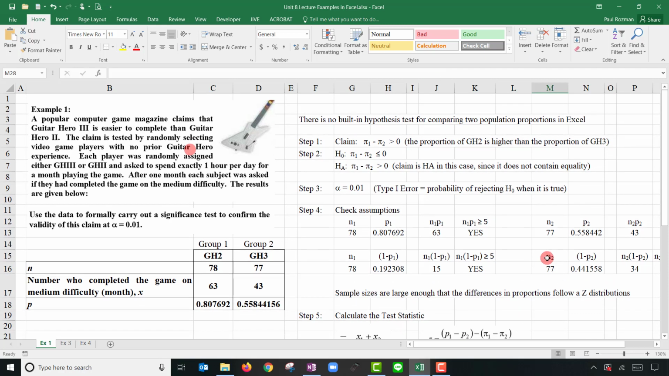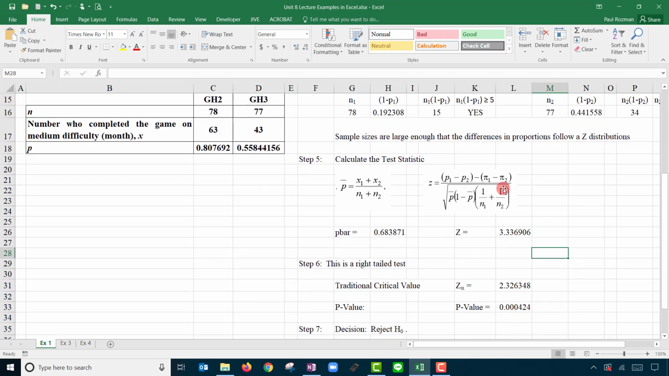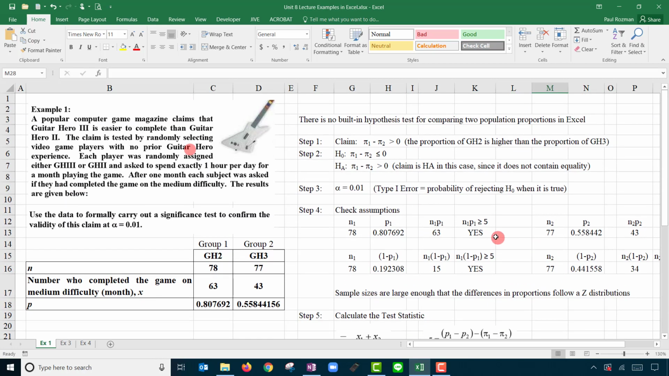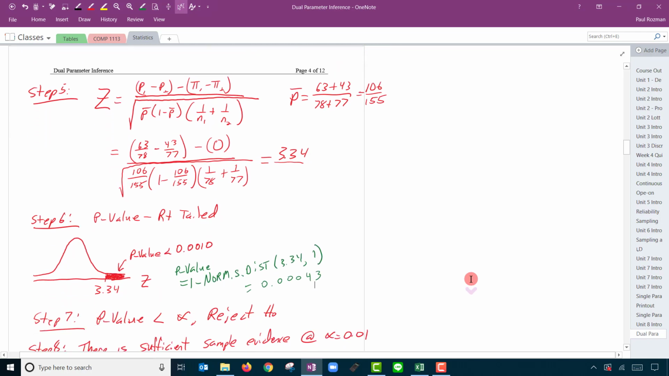If you ever need to do a hypothesis test comparing two proportions, you could start with this page and start editing the values, and you'd probably come up with a pretty nice looking hypothesis test. So there, that's comparing two proportions using a hypothesis test.